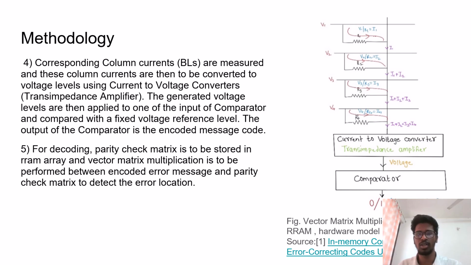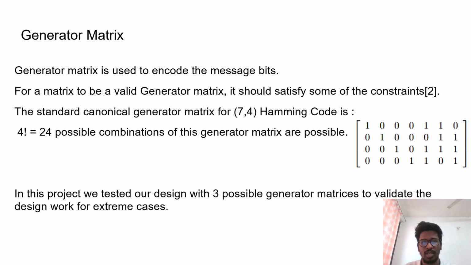For decoding, we use the parity check matrix that is stored in the RRAM array. We perform vector matrix multiplication between the encoded message and the parity check matrix. Generator matrix: here you can see the generator matrix, which contains the identity matrix and the parity bits. Basically, the generator matrix is used to encode the message bits. Here we have 24 possible combinations for the generator matrix, and we use only three possible combinations.